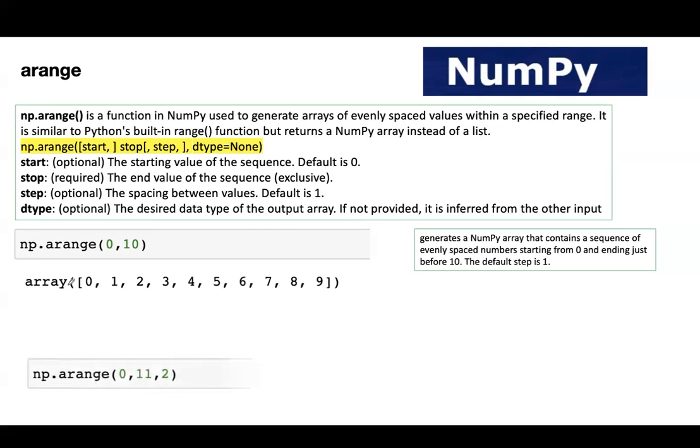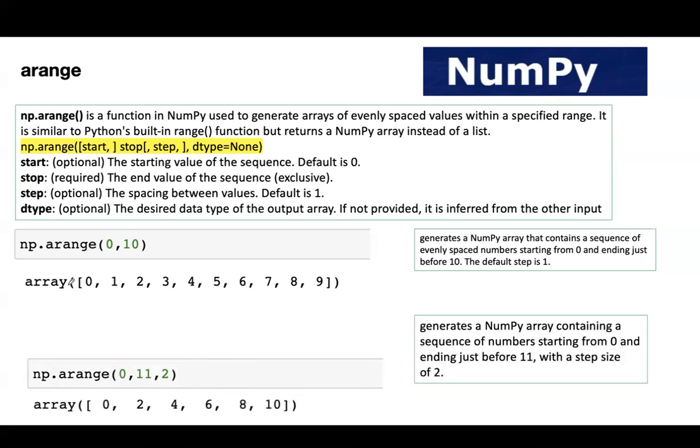Another example for you. Now here, I'm just basically adding the step size. It starts at 0, then it jumps to 2 because of the step size 2, jumps to 4, 6, and so on.